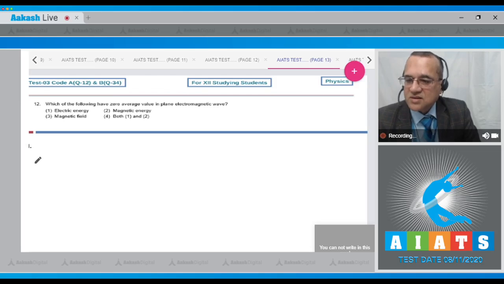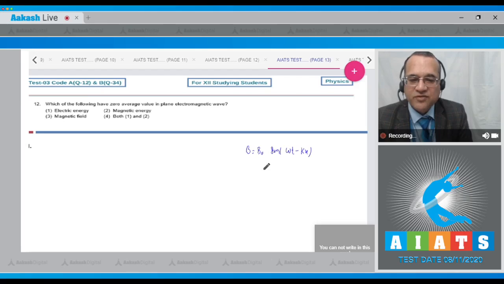Question number 12 says, which of the following have zero average value in a plane electromagnetic wave? Electrical energy, magnetic energy, both 1 and 2. Now dear students, whenever an electromagnetic wave moves, you know that the magnetic field has an equation like B is equal to B naught sin or cos of (omega t minus kx), like this one. Now its average value, since this is a sine curve, will be equal to 0, and therefore the average value of the magnetic field is 0.